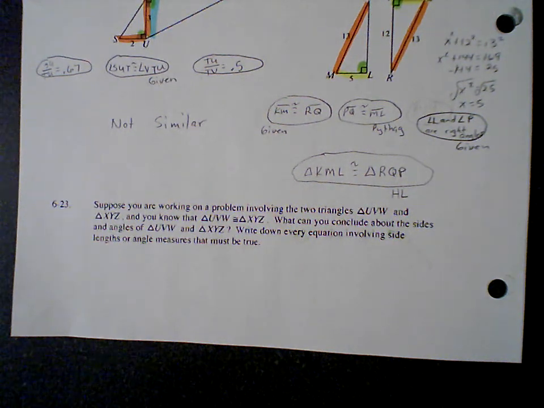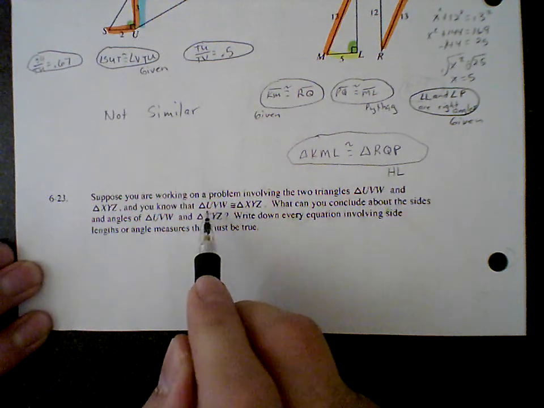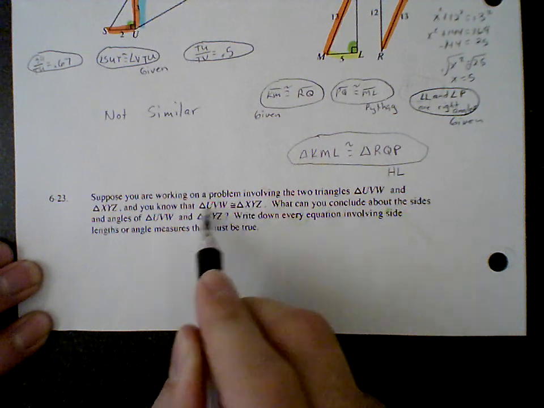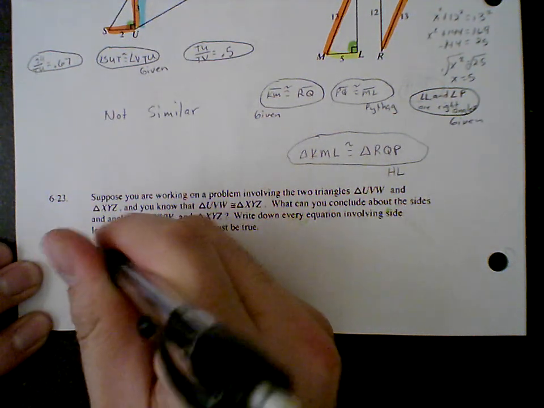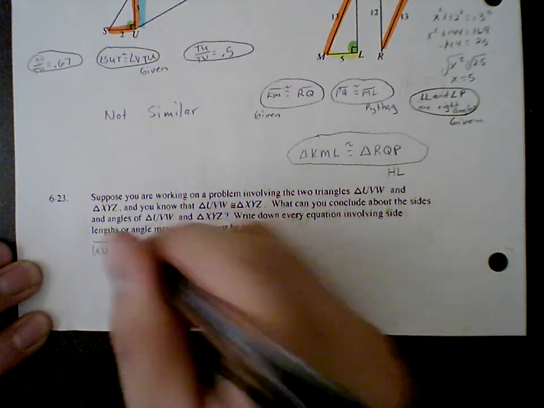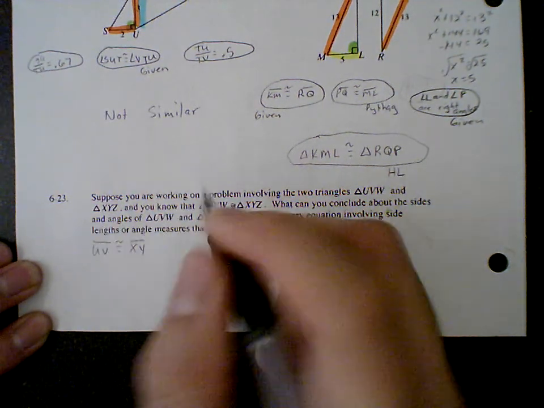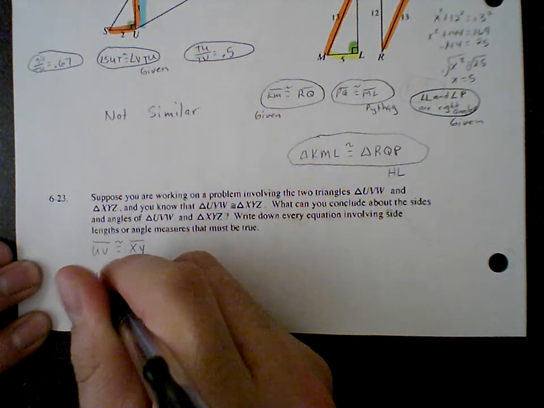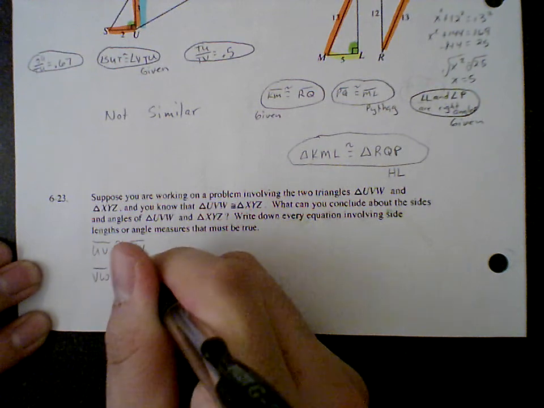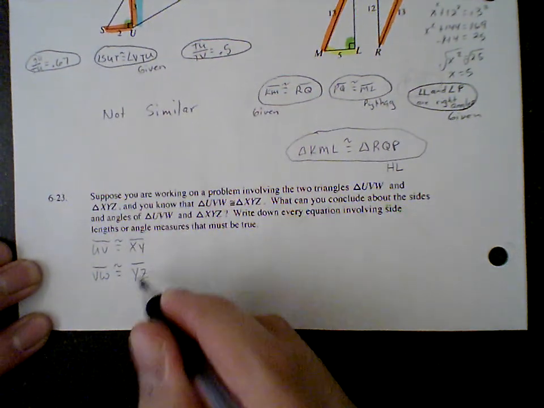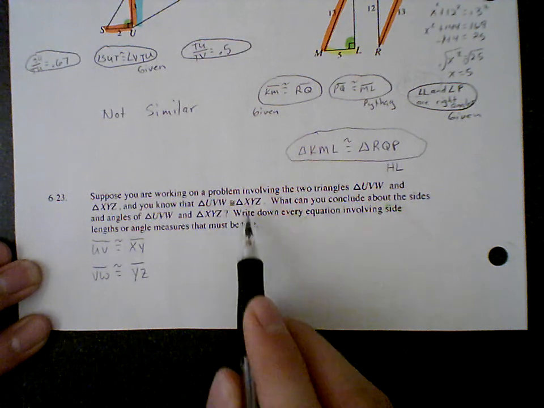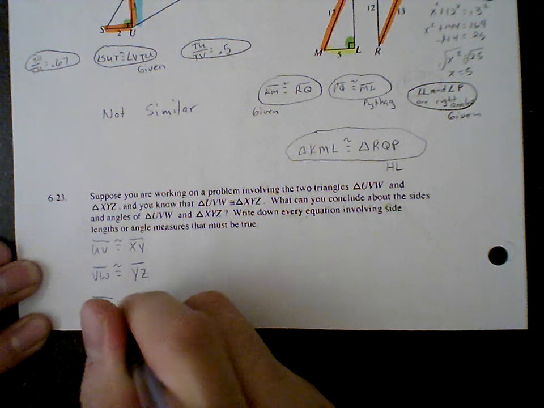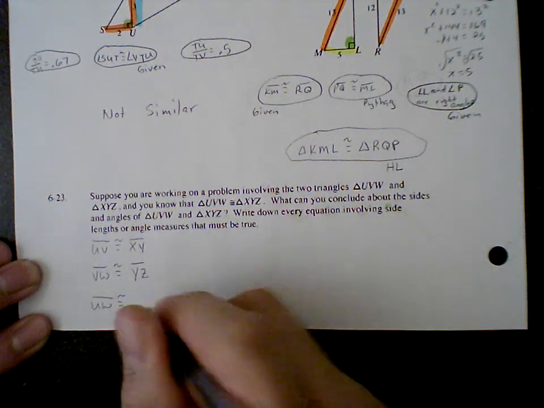So, starting with our side lengths, remember we got to match up corresponding sides. So if it's UVW and XYZ, then the first two must be congruent. So UV has to be congruent to XY. The last two are corresponding, so VW and YZ. So VW is congruent to YZ. And then the first and the last are also corresponding. So UW is congruent to XZ.